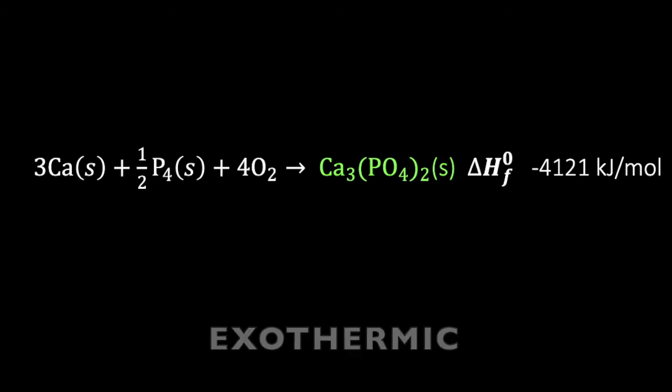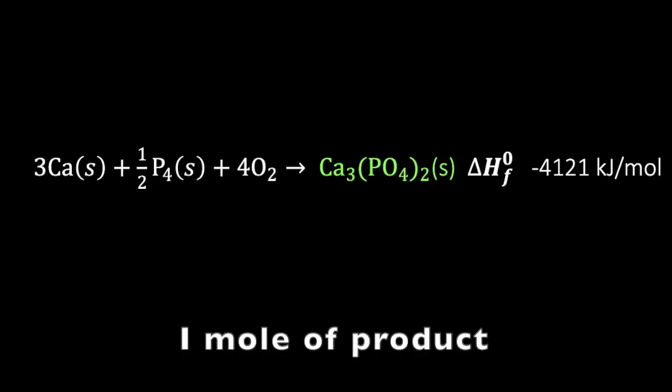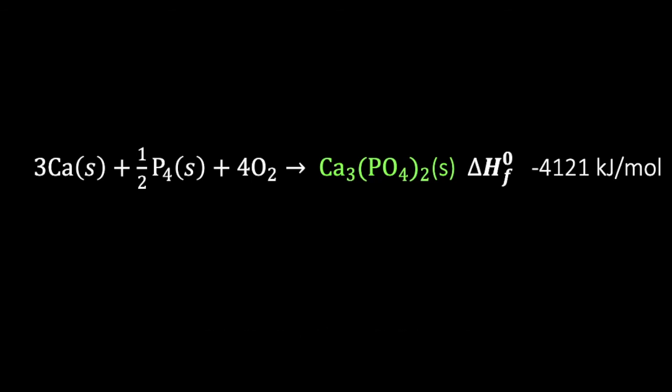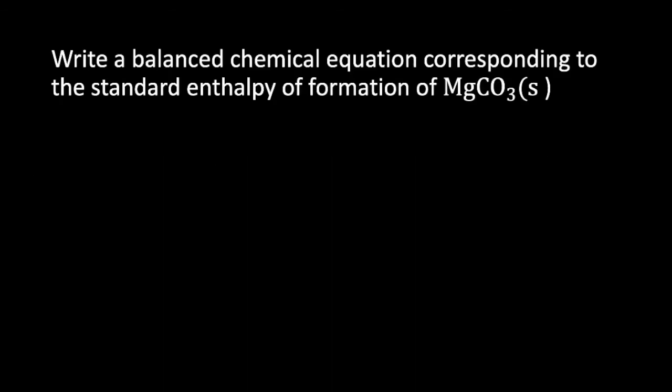Notice how the equation has been written for 1 mole of product, and this explains the fractional coefficient in front of the phosphorus. Now let's do an example problem. We're asked to write a balanced chemical equation corresponding to the standard enthalpy of formation of magnesium carbonate.